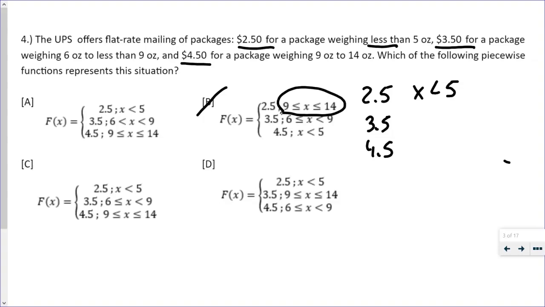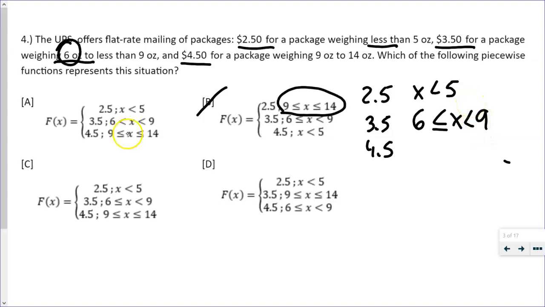All right, now let's move on to $3.50. $3.50 says it's weighing 6 ounces to less than 9 ounces. So that means it is 6 ounces including, and then less than 9 ounces, okay? It does not say less than or equal to 9 ounces. It's less than. So the package of $3.50 could weigh 6 ounces to less than 9, right?